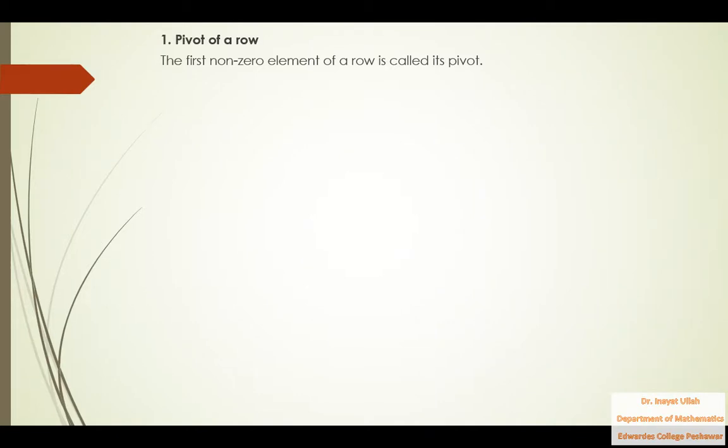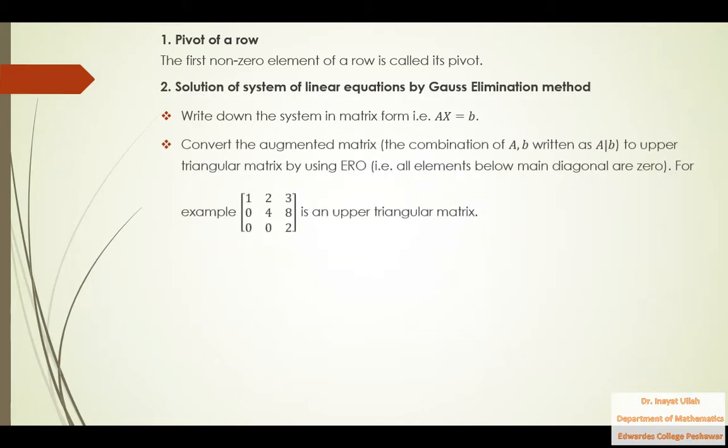Look at the row and see what is the first non-zero element in that row. So the first non-zero element in that row is called the pivot element of that row. For example, just look at this matrix. That is row 1, this is row 2, and this is row 3.